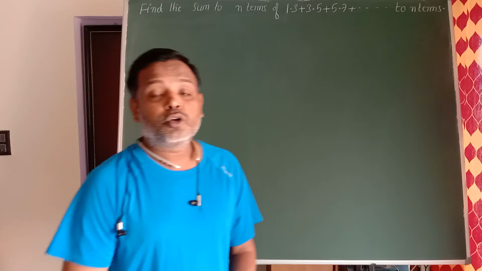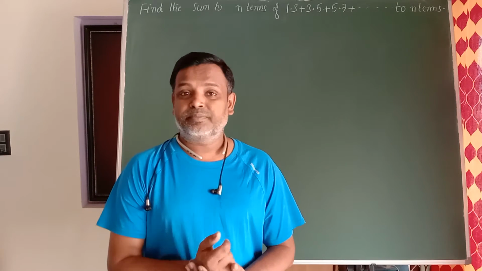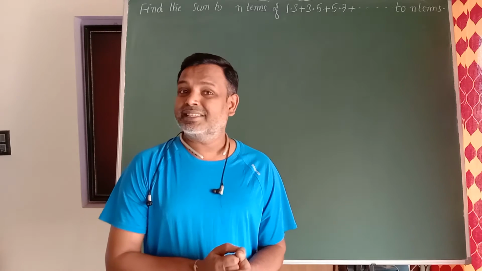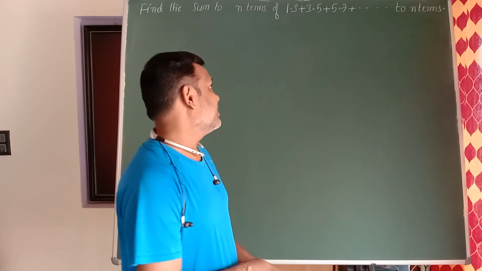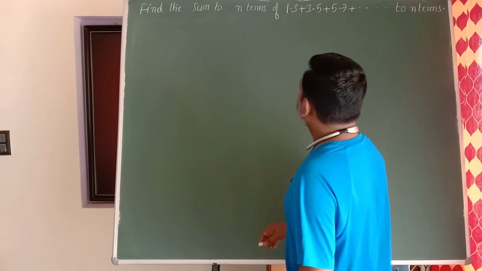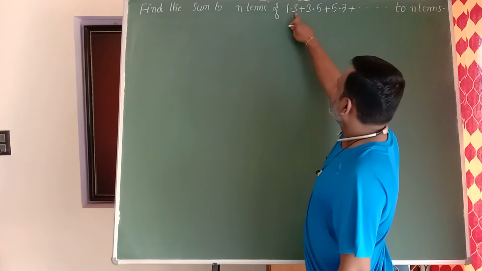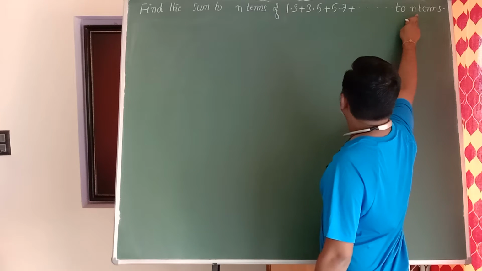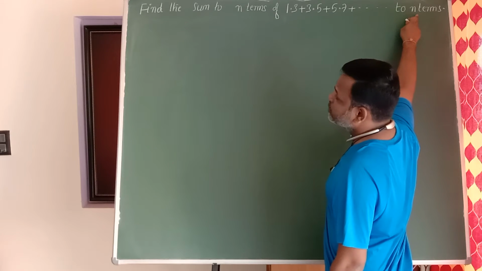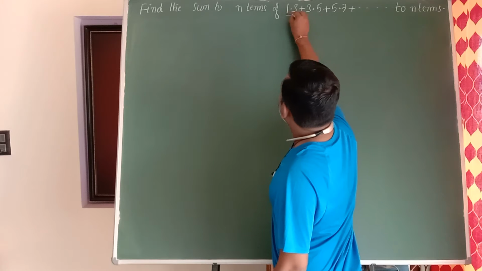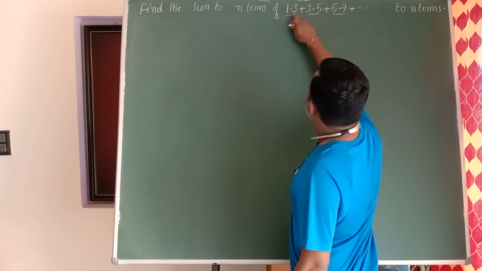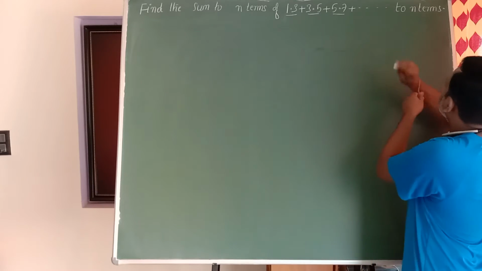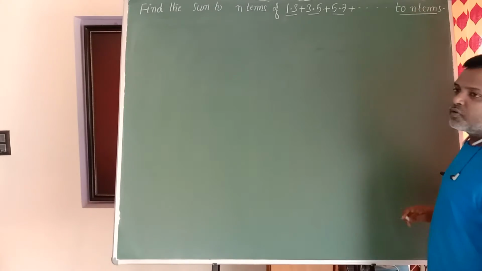And you know that to find out the Sn, we want Tn. That means Sn is equal to sigma Tn. Let us consider here: find the sum to n terms of 1 into 3 plus 3 into 5 plus 5 into 7 up to n terms. That means we have to find the sum up to n terms. Every term contains two terms. Here also 2 terms, here also 2 terms. Therefore we have to find the two terms.